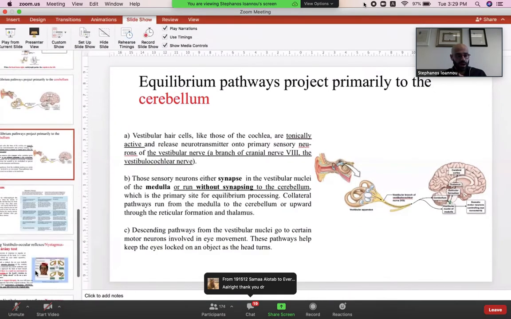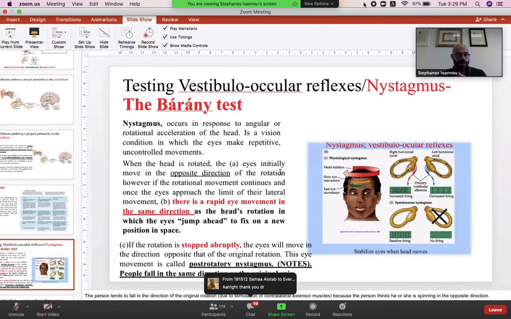Okay, the other one, the Barany test. Now, in the Barany test, the abnormal finding would be that the eyes would not move in the following manner: opposite, same, opposite. It would be same, opposite, same. So you would see exactly the contrary of what you're seeing in this slide. That's what you would see in an abnormal Barany test.